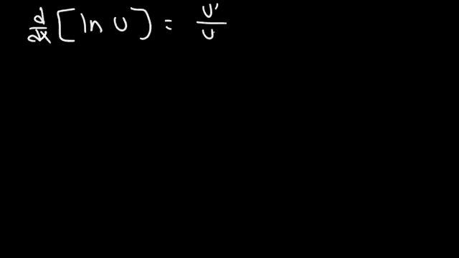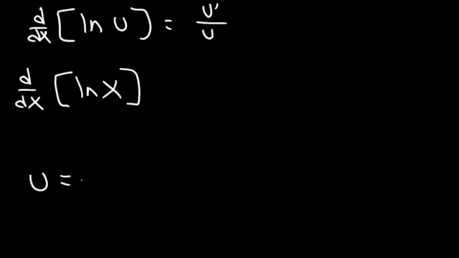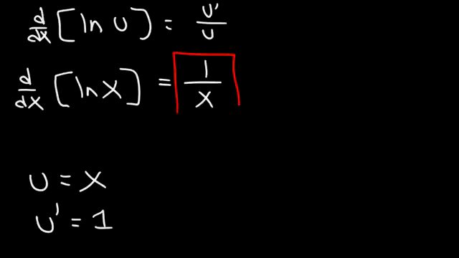Next, let's talk about finding the derivative of logarithmic functions, particularly the natural log function. The derivative of ln u, where u is once again a function of x, is u prime divided by u. So let's say if we want to find the derivative of ln x. In this case, u is x, u prime, the derivative of x, is 1. So u prime is 1, u is x, so the answer is just 1 over x.